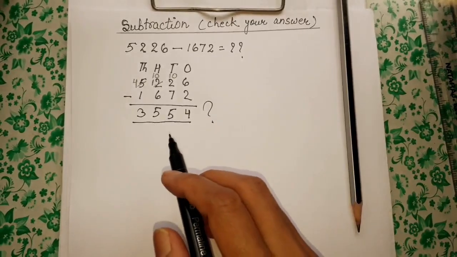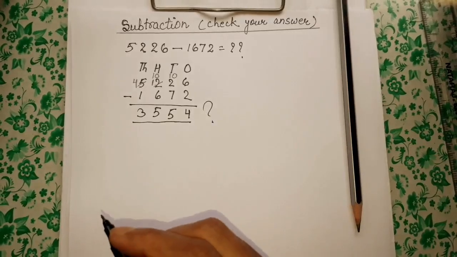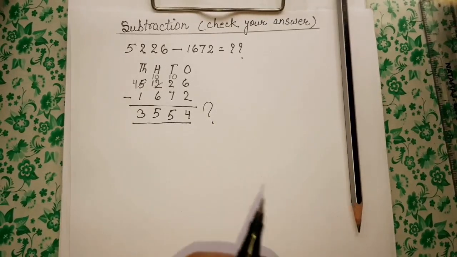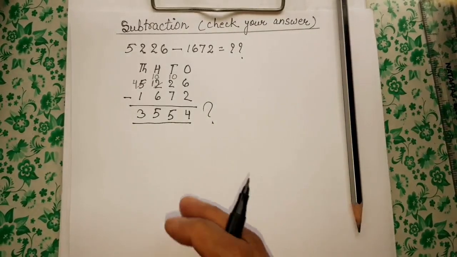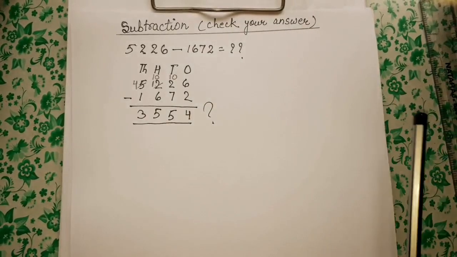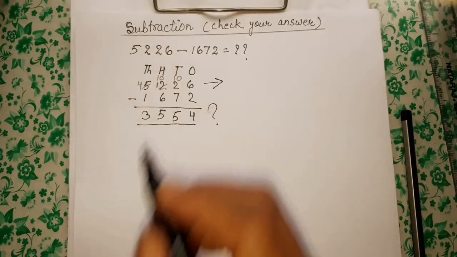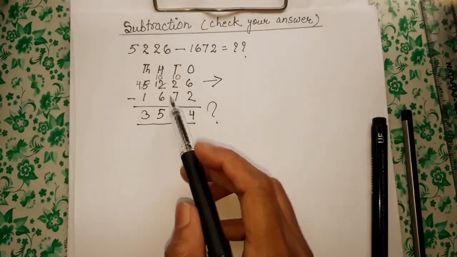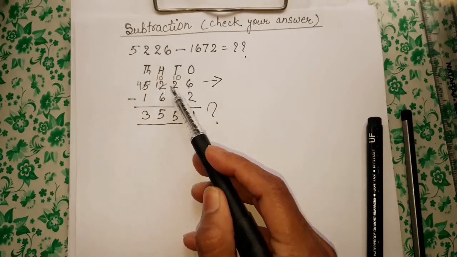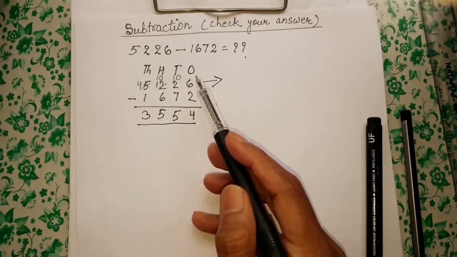But how do you know how will you make sure that the result is correct or not? For that, we have a way. We can check our answer through addition. Before doing that, we have to understand 3 terms which come under subtraction. The larger number from which a smaller number is subtracted is called minuend.